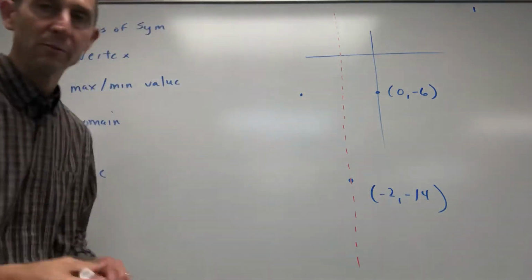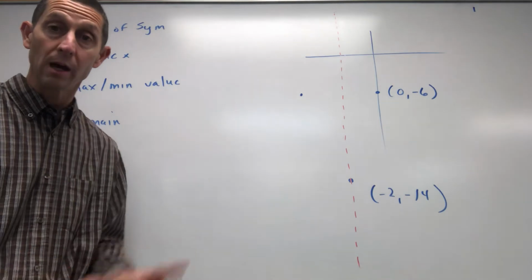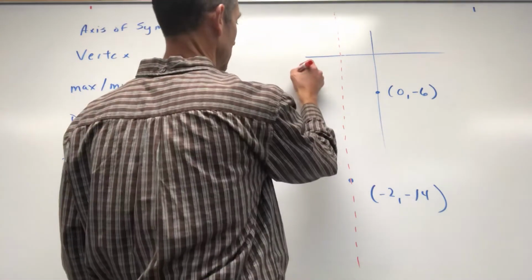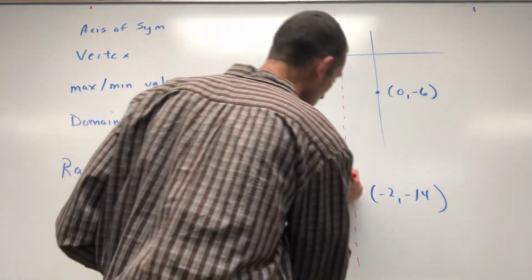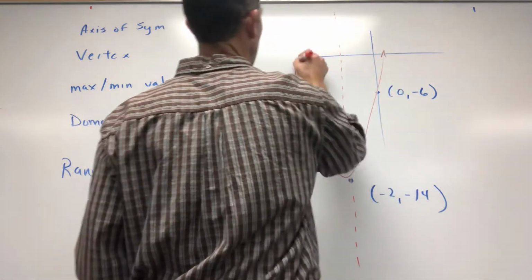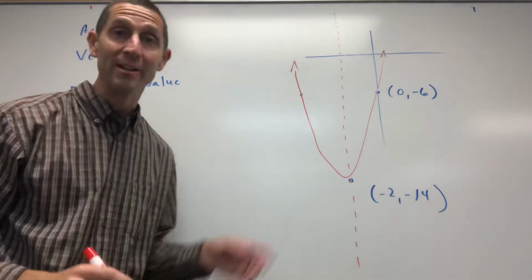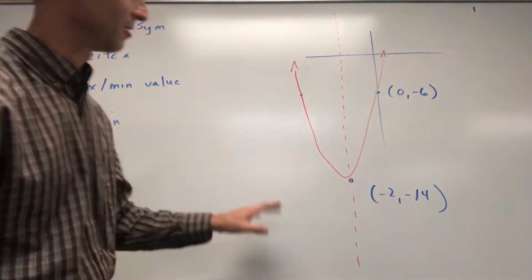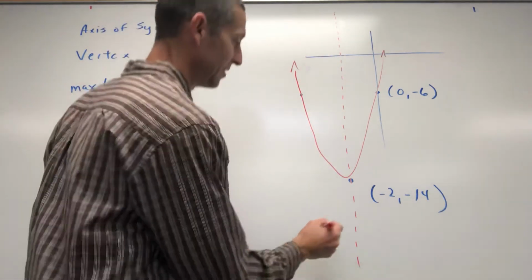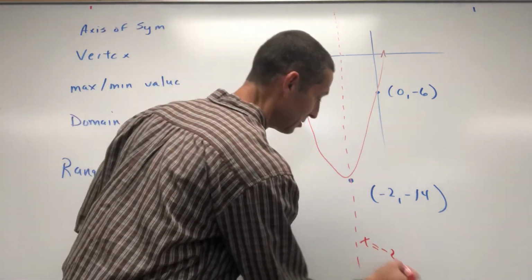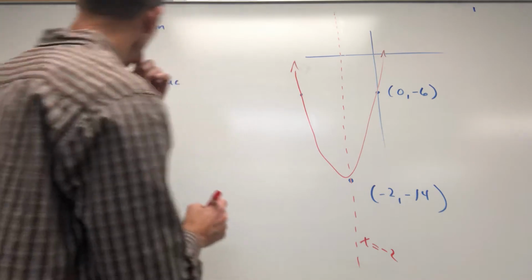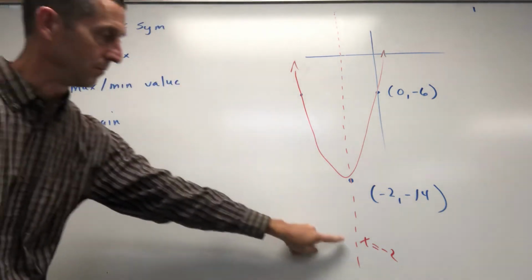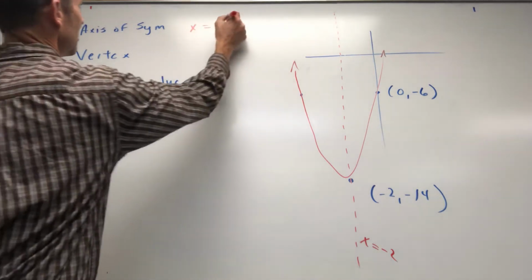Okay, so from the very beginning, we knew our parabola opened up, and we knew we had a minimum value. Let's get the parabola. Man, that is one ugly parabola, but we're going to go with it. So I've got my picture drawn. I've got my parabola. I've got my axis of symmetry, x equals -2. Now I need to fill in this answer box. So axis of symmetry, x equals -2.